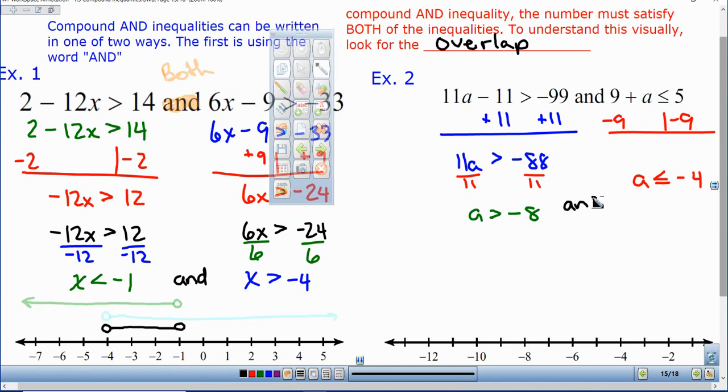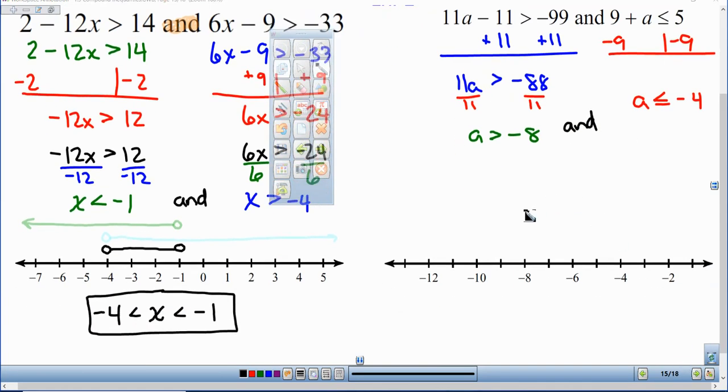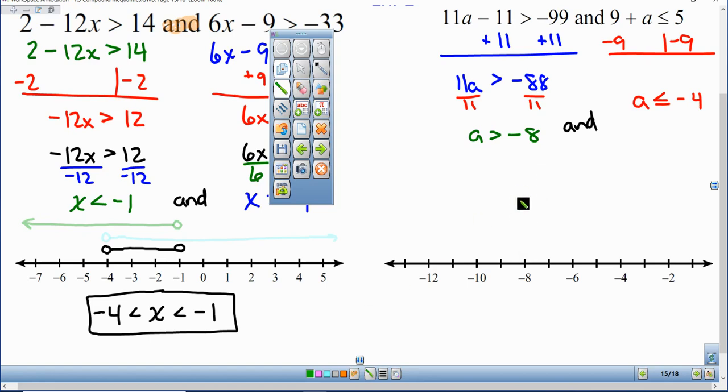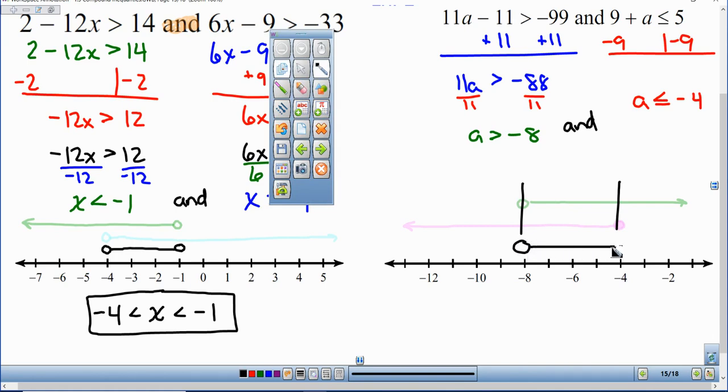So there are my two parameters. I am going to use my highlighters again. The green one is greater than -8. So here's -8, and we're going greater. And then -4, and equal to and less than. So we're looking for the overlap. Well, that would be from here to here. So -8 up to -4. The -4 is included, but the -8 is not.